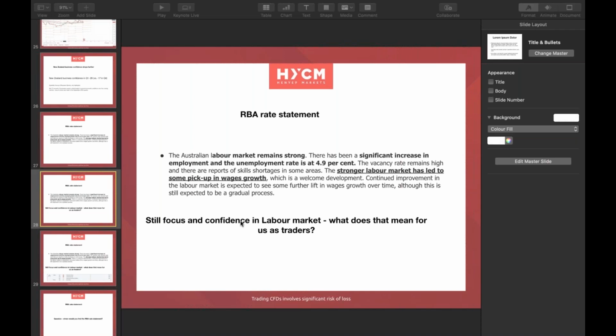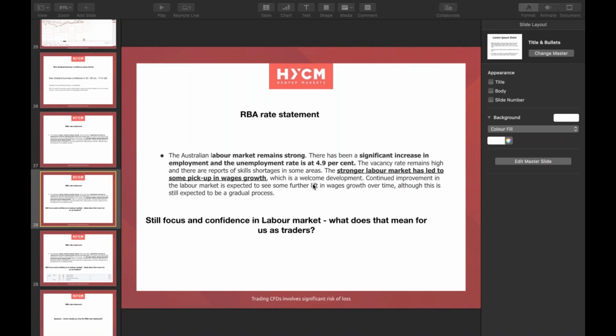So that means when the central bank is focusing on a particular indicator, how important will that indicator be to the direction of the currency? It will be very important, okay? Because as traders, we want to focus on what the central bank is focusing on. We see here the RBA rate statement, they're saying the labour market remains strong.